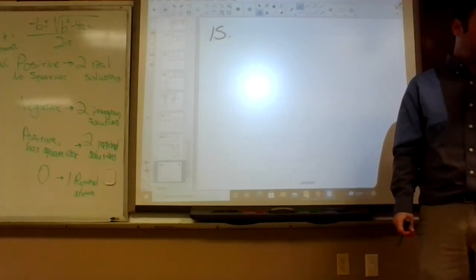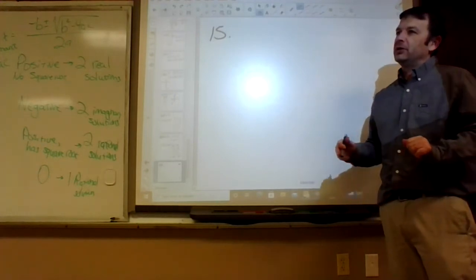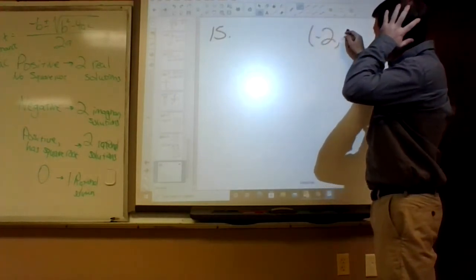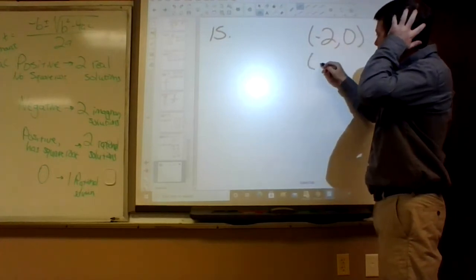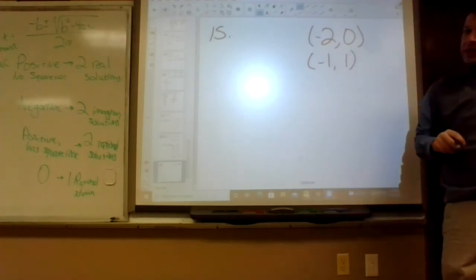Grant, you know what to do? I only know the ordered pairs. Like negative 2, 0. Grant says the ordered pairs are -2, 0 and -1, 1. Where's he getting this from? Looking at the graph.